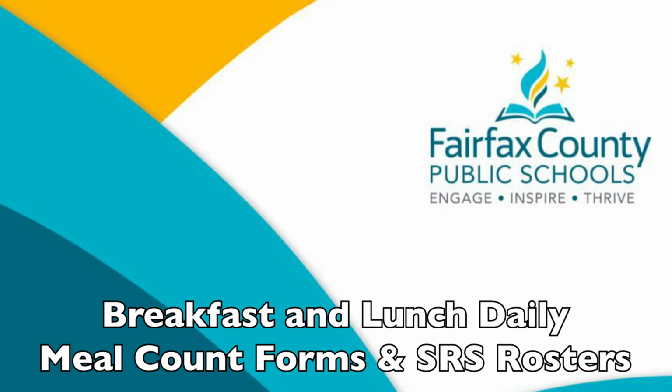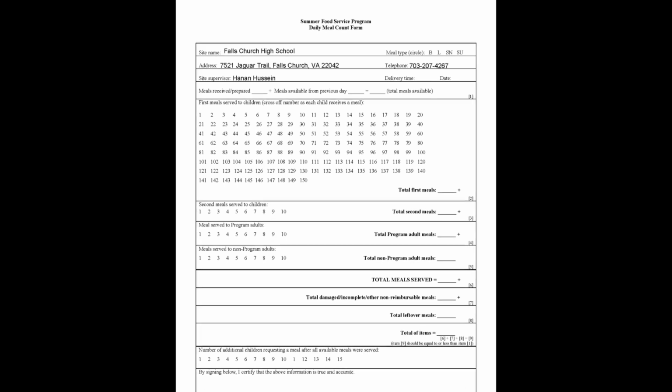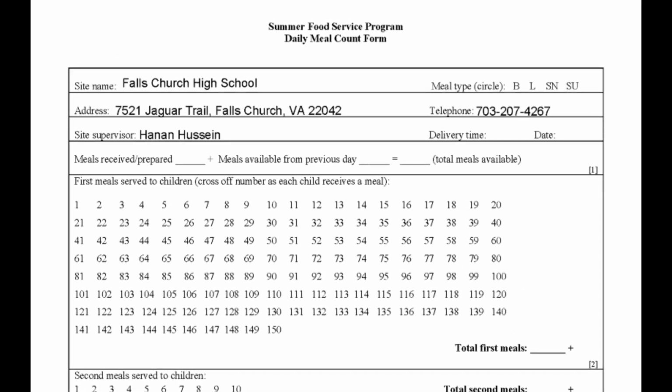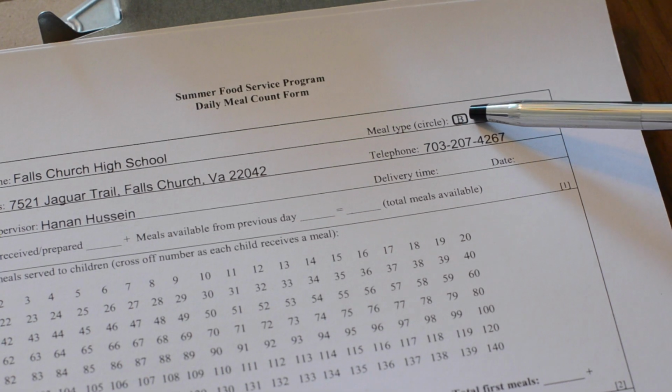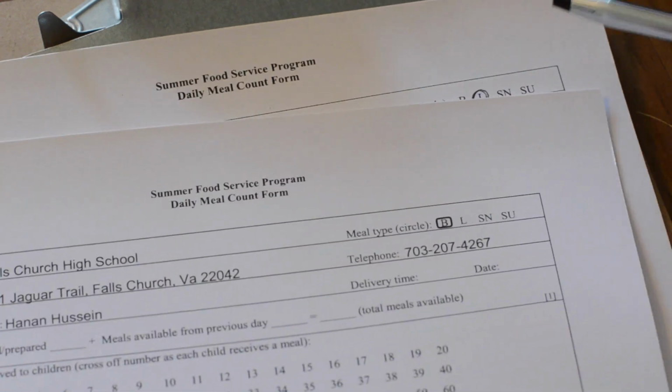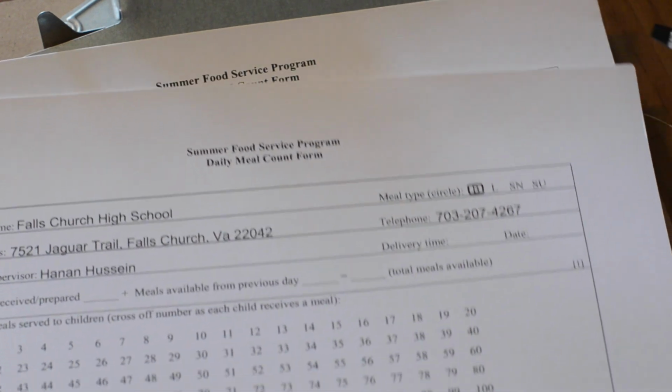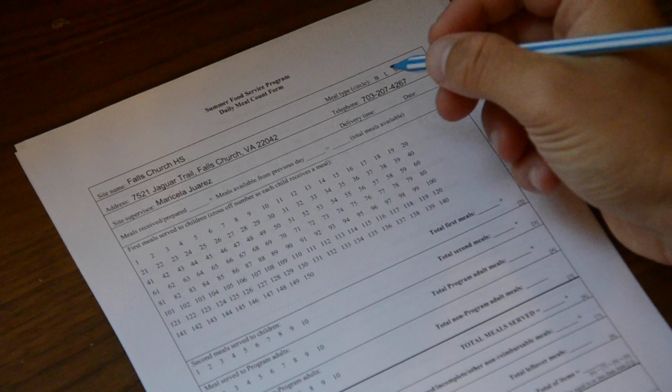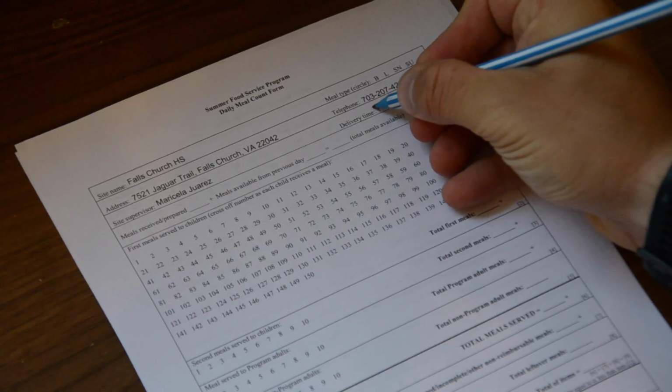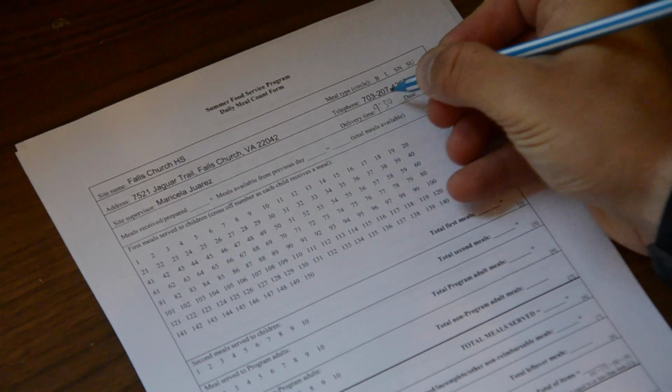Meal count forms need to be completed daily. You will find your site-specific meal count forms in food service docs under your site's name. You will need to print 2 forms every day, one for breakfast and one for lunch. Only use pencil when filling out the forms. Once forms are printed, you will have to fill in basic information for meal service that day.